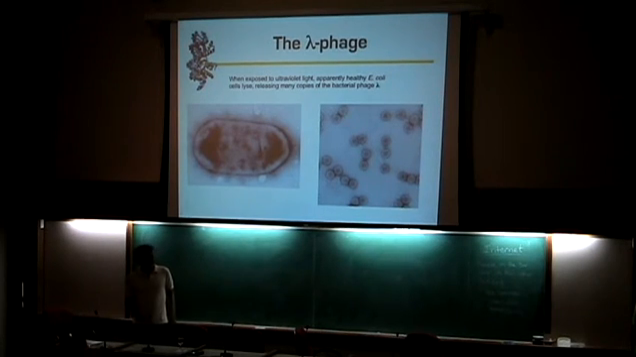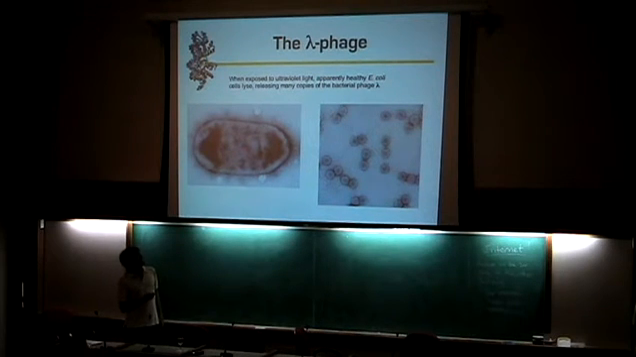Now, another example is about the lambda phage, which is a bacteriophage. So it's a virus that attacks bacteria. This one, the lambda phage, attacks E. coli. And this is a really well studied case, and there's a lot of work done on this. As they say, it's the hydrogen atom of gene networks.